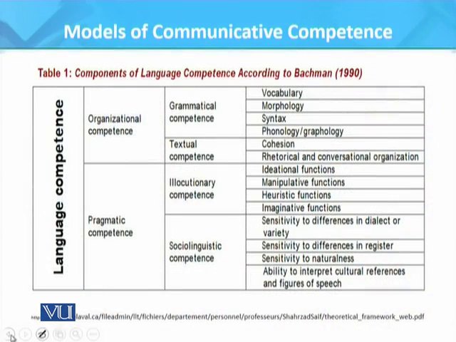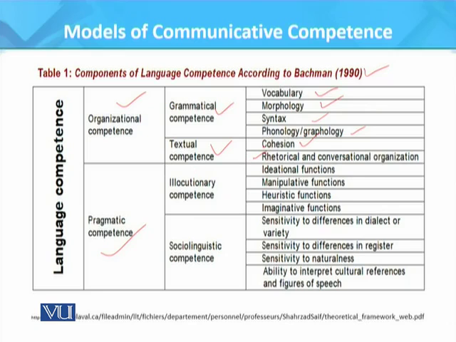The image in front of you shows the components of the first model, which was introduced in 1990. Language competence, according to Bachman, consisted of organizational competence and pragmatic competence. Under organizational competence, you have grammatical competence and textual competence. Grammatical competence consisted of vocabulary, morphology, syntax, phonology, and graphology, and textual competence has cohesion, rhetorical and conversational organization.